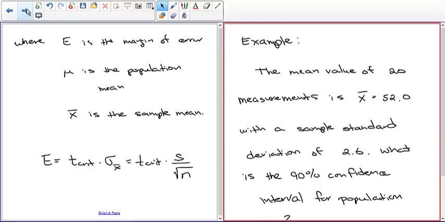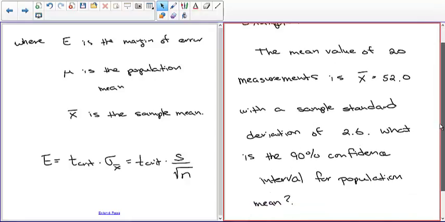So the question is, what is the 90% confidence interval for the population mean? Should say mean. Let me scroll down, see if I wrote that down. Mean, yeah, okay. I did put it there.